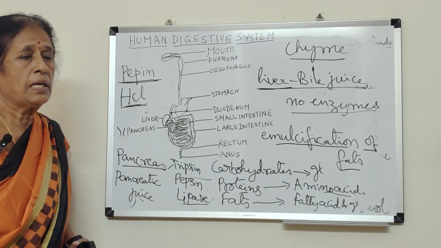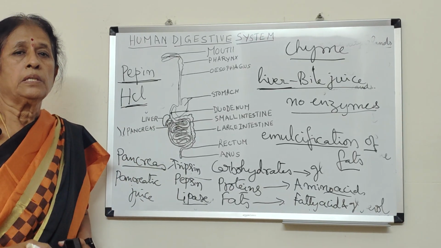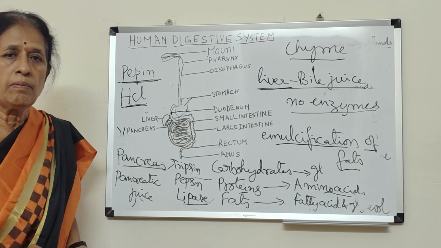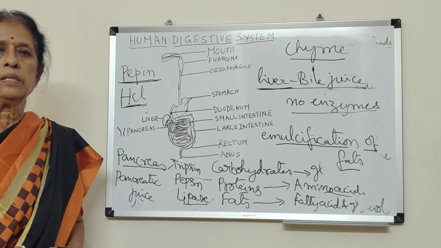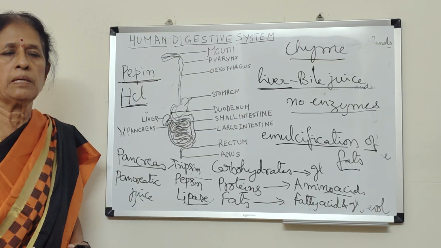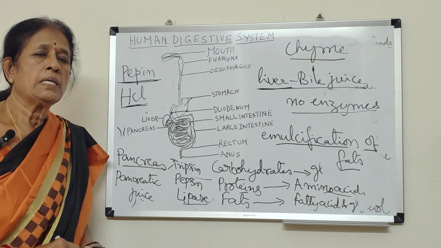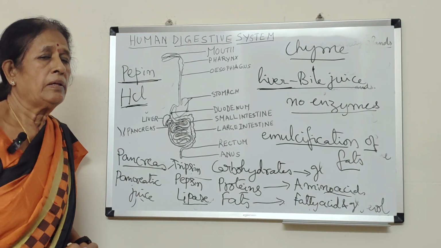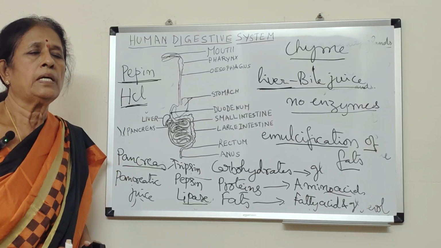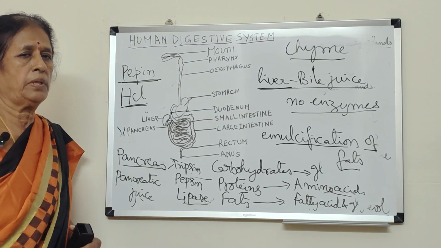salivary glands are present, and these salivary glands produce saliva. The parotid gland, submaxillary gland and sublingual gland, three pairs of salivary glands, are present. They produce saliva. Saliva contains an enzyme called ptyalin. It is alkaline in nature, and it helps in the digestion of carbohydrates.